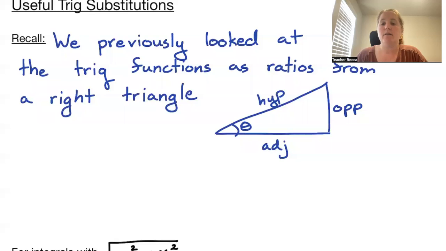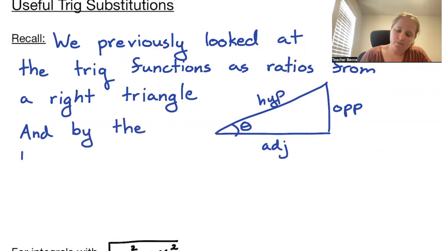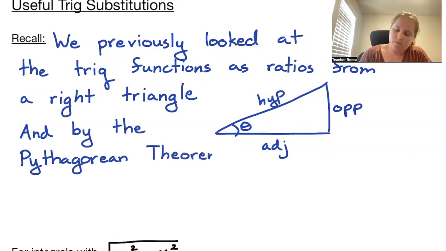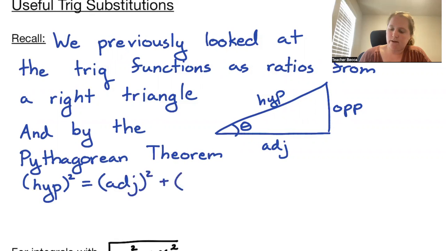And we also had the relationship between adjacent, opposite, and hypotenuse. By the Pythagorean theorem, we had the hypotenuse squared was equal to the adjacent squared plus the opposite squared. So the trick is to find the appropriate right triangle to match the square root that we are looking for.